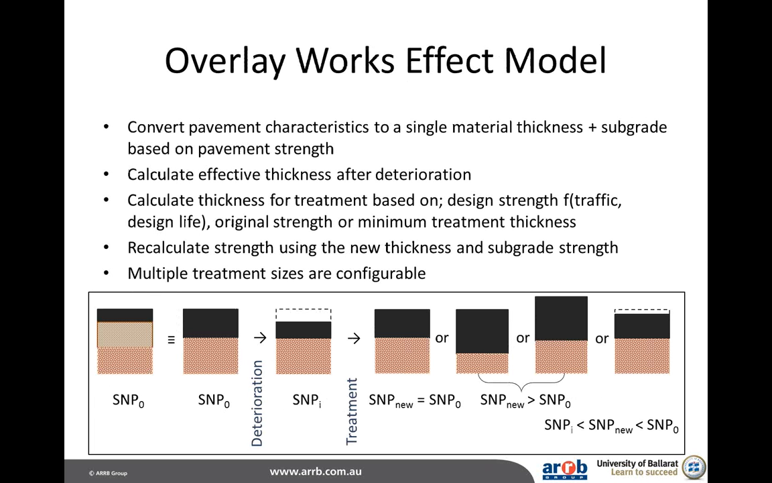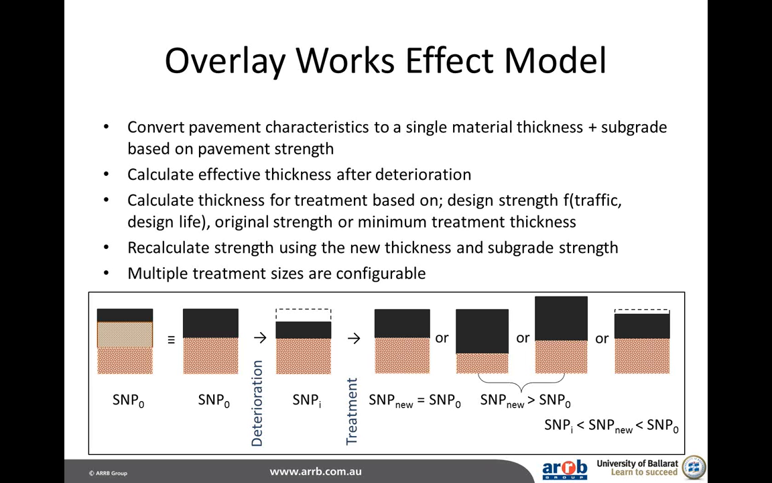The overlay works effect model I wanted to go into with some detail, as it was developed specifically for FAMLIT. The overlay works effect model converts the pavement into a two-layer model. So it takes the strength, it takes the CVR for the subgrade strength, and then determines the thickness using the material coefficient of that top layer.